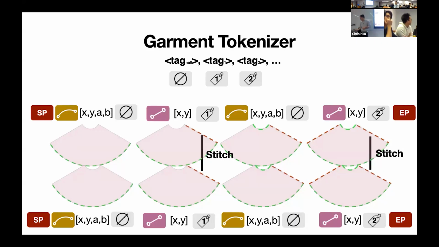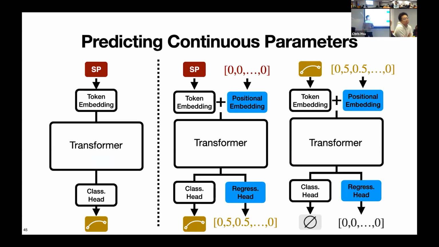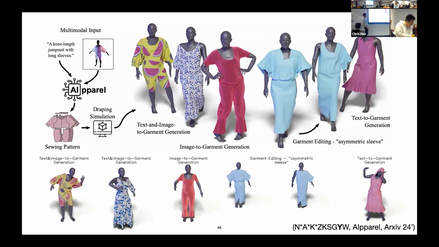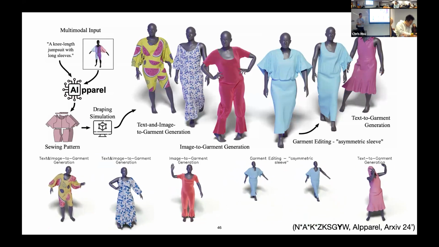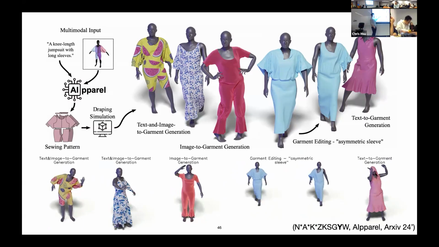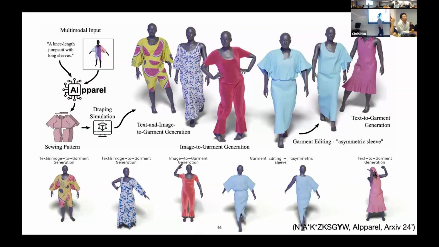Yeah, cool. So we know how to encode the variables and predict them. In inference, we just take the predicted tuple, put it up front, and then we can do the autoregressive generation. Just to show some of the results, this one model is able to perform multiple tasks, including text and image to garment, image to garment, so doing garment reconstruction, as well as garment editing.